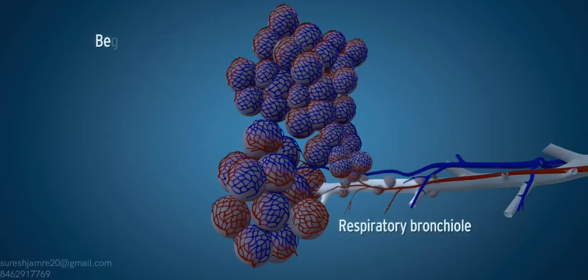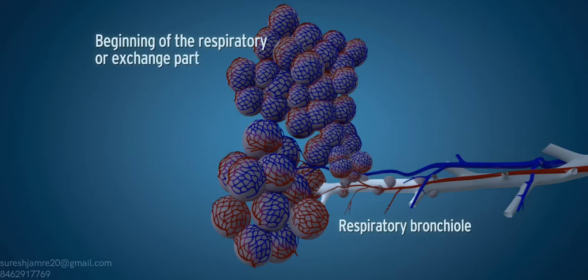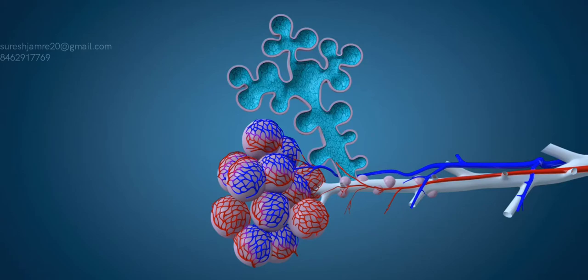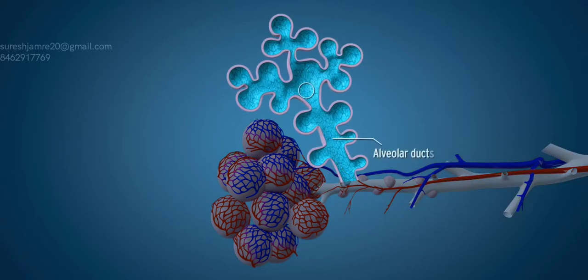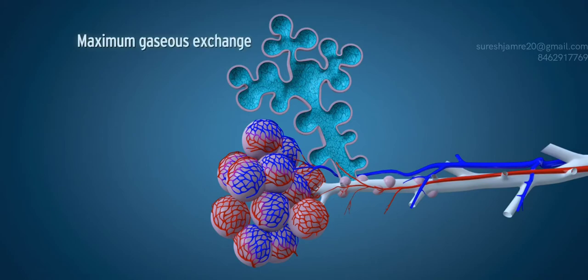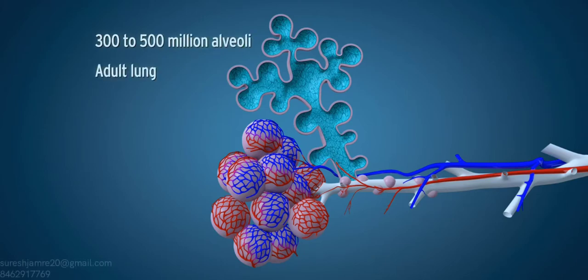Respiratory bronchiole marks the beginning of the respiratory or exchange part, where gaseous exchange takes place. Respiratory bronchioles aerate a small area of lung known as pulmonary unit. Respiratory bronchioles lead to alveolar ducts, which lead to atria, air sacules and alveoli. Maximum gaseous exchange takes place at alveoli. 300 to 500 million alveoli are present in each adult lung.